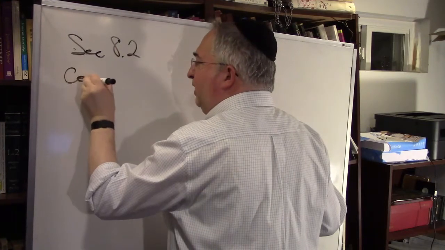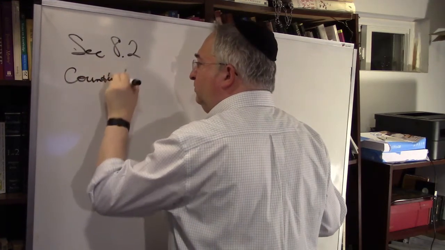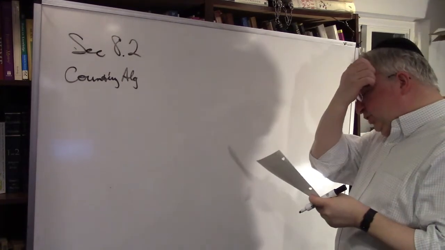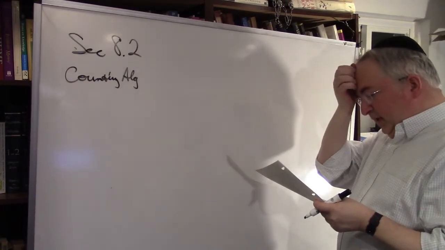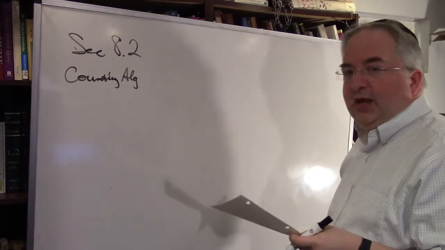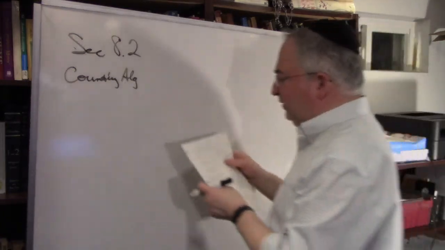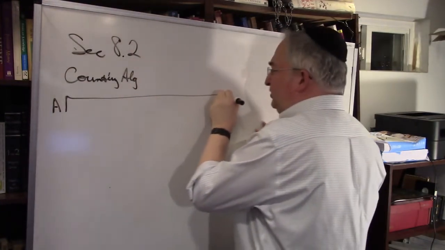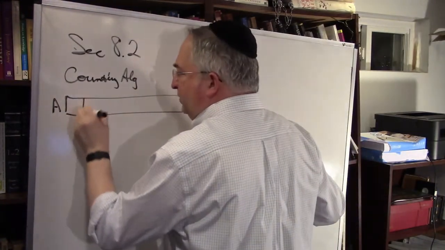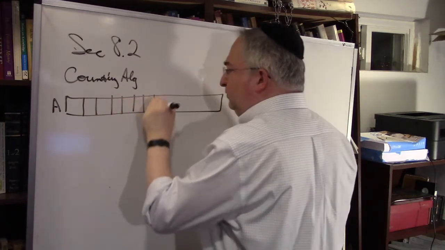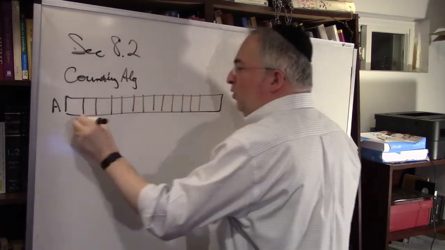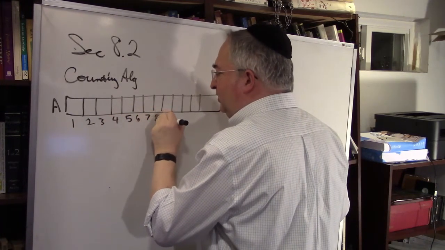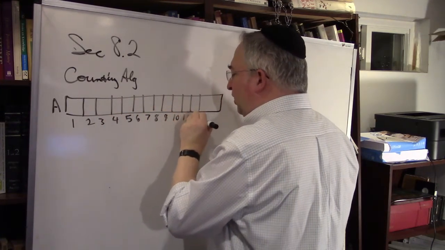Called the counting algorithm. Okay, and what I'd like to do is show you how it works, and then we'll write the algorithm here. So it goes as follows. You start off with a matrix A, and the matrix is going to have 12 places: 1, 2, 3, 4, 5, 6, 7, 8, 9, 10, 11, 12.